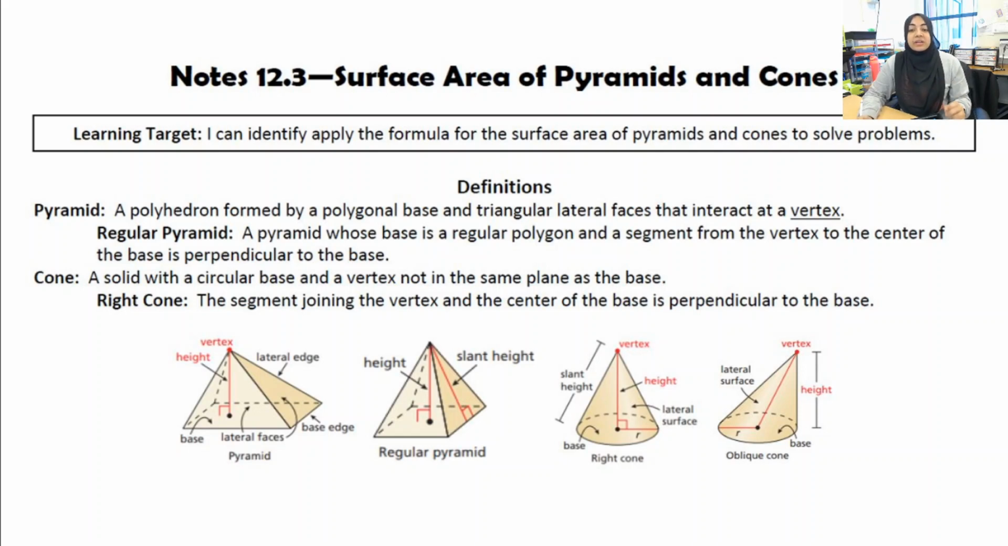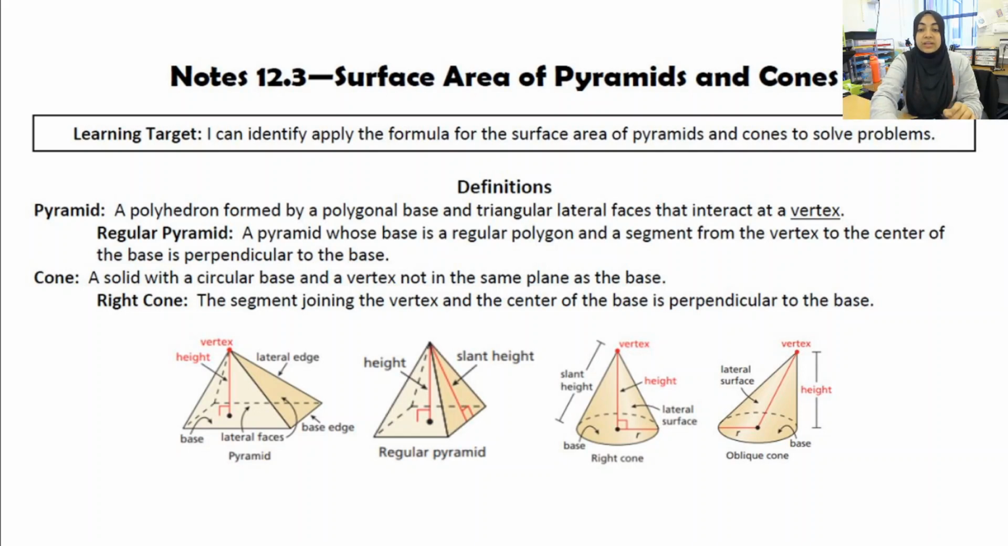A regular pyramid is a pyramid whose base is a regular polygon and a segment from the vertex to the center of the base is perpendicular to the base. So here I have an example of a regular pyramid, because if I take a look at this base, this is a regular hexagon because all of these sides are congruent and all of these angles are congruent. And it says a segment from the vertex to the center of the base is perpendicular. So right here, this segment is going to be perpendicular to this base, okay? So that segment is perpendicular.